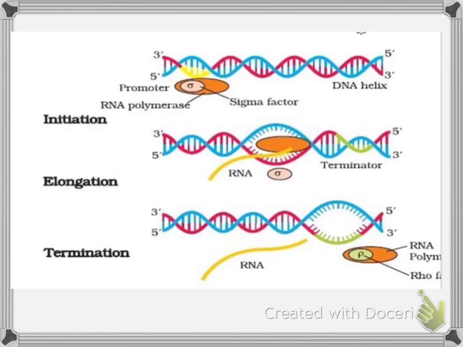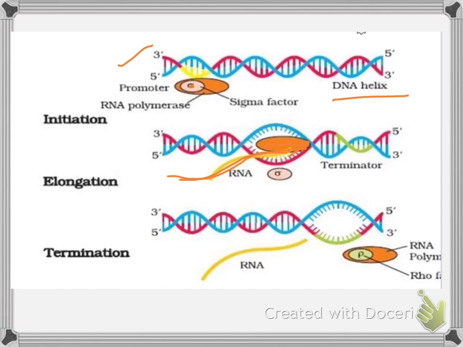This is the figure. This is the DNA helix. You can see here, this is the sigma factor inside the RNA polymerase, which will bind to the promoter region. This is the initiation step. After binding, the RNA polymerase will move and a new RNA transcript is formed here. And before that, the sigma factor is released before the elongation step, and then the core enzyme, the RNA polymerase, moves and adds the nucleotides, forming a primary transcript.